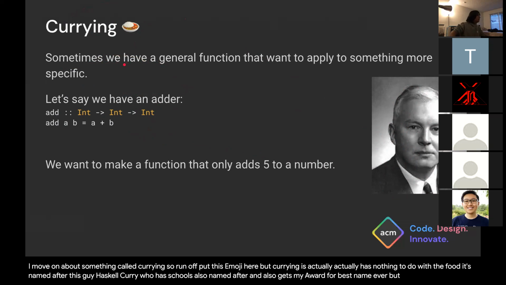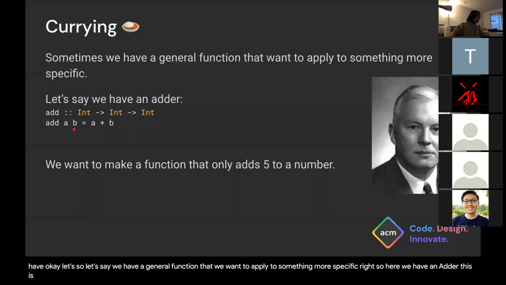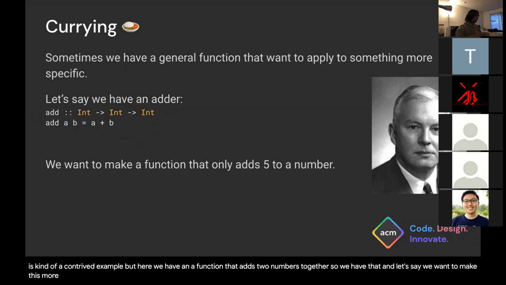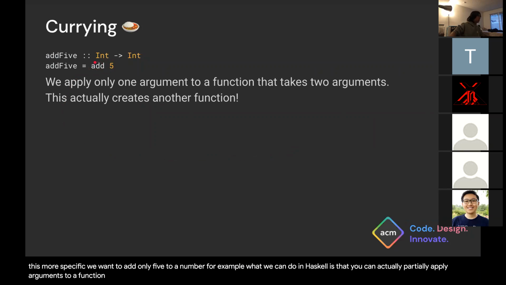But anyway, let's say we have a general function that we want to apply to something more specific, right? So here we have an adder. This is kind of a contrived example, but here we have a function that adds two numbers together. So we have that. And let's say we want to make this more specific. We want to add only 5 to a number, for example. What we can do in Haskell is partially apply arguments to a function.